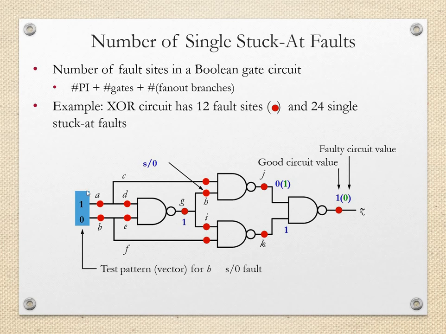Like in this circuit, we have the primary inputs. There are two primary inputs, A, B, these are the primary inputs. Then this is C, which is going to this NAND gate. Then we have D, E, then F, then the output of this NAND gate G, and the inputs to these NAND gates are H and I. So at every stage, all the inputs and all the outputs in the circuit, those points are to be considered as the fault sites.